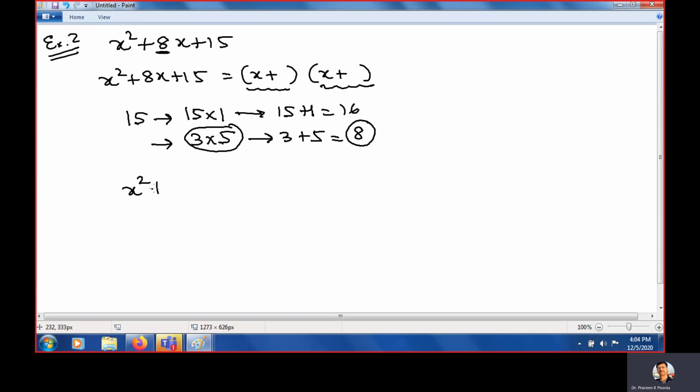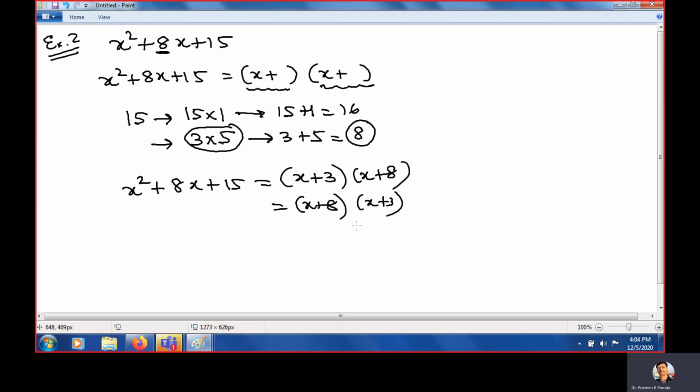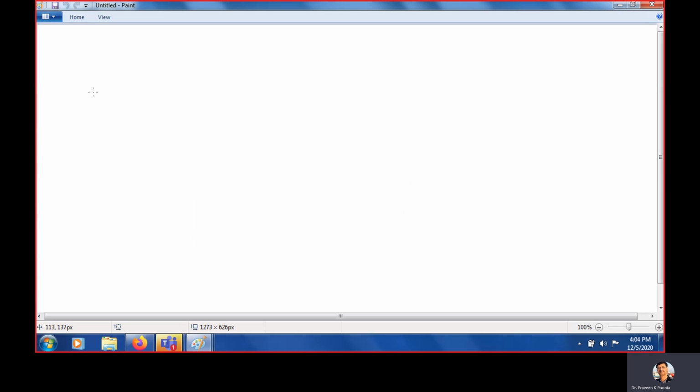Okay, so x square plus 8x plus 15 is equal to x plus 3, x plus 5. You can write x plus 5 first or x plus 3 second. That is not a problem. Okay, so same to same. One more question we will take. We will solve three questions in all. So, example number 3.